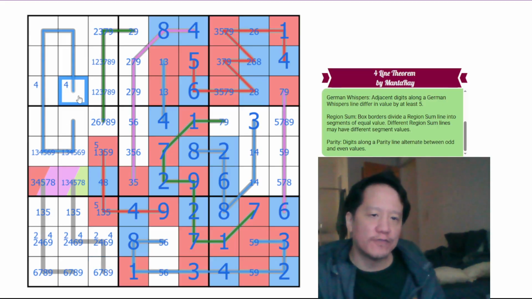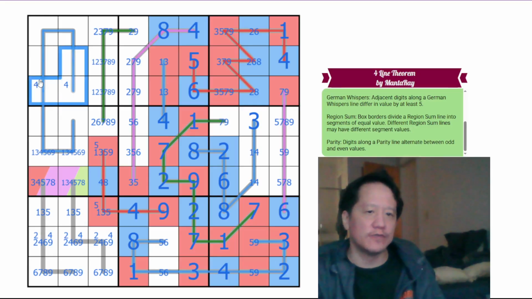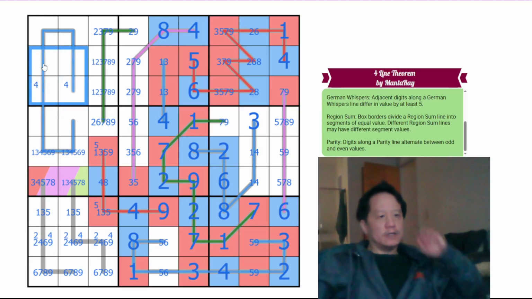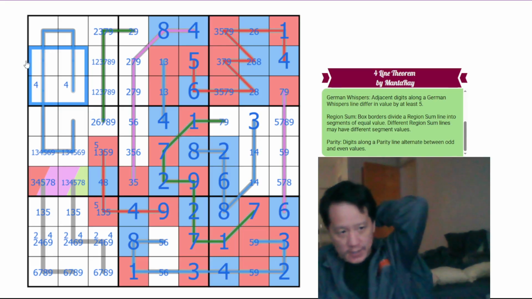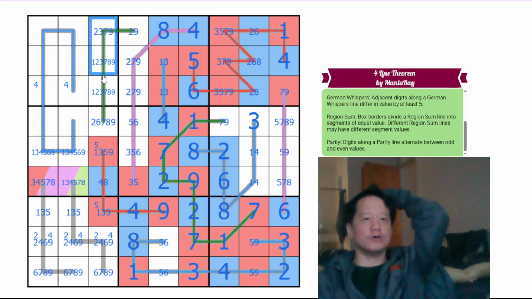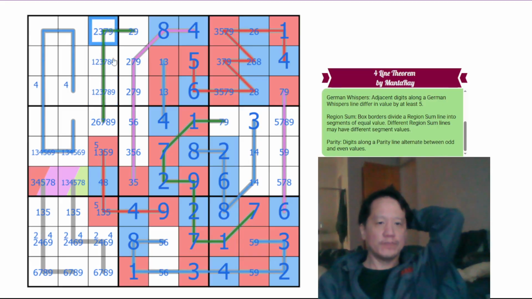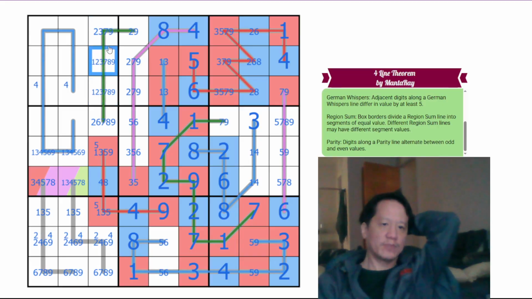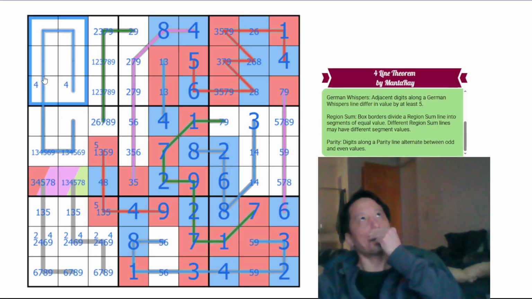We have to have a 4 here. We have to have a 5 here. If we had 2 lows here, and this was high, that would be a very large number here. Right?